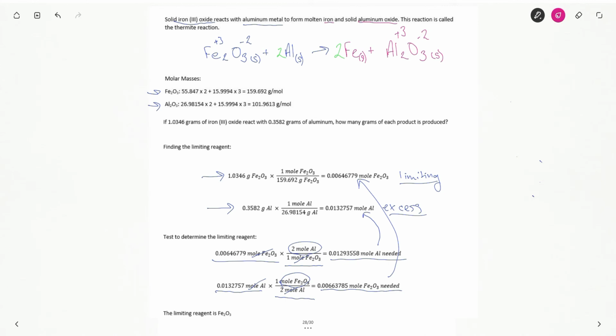Now, something that I like to do to make sure that I am always using the moles of my limiting reagent, and I'm not accidentally using the moles of my excess, or the moles of my testing, is I'm going to put a box around my moles of limiting reagent, and I'm also going to put a big LR up there for limiting reagent.